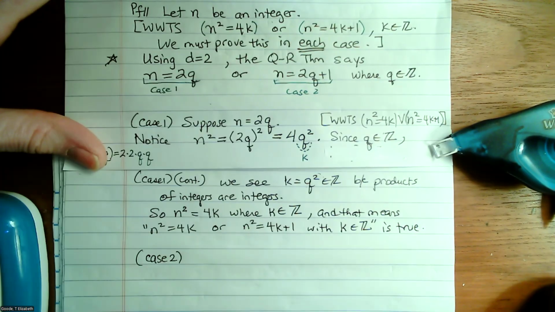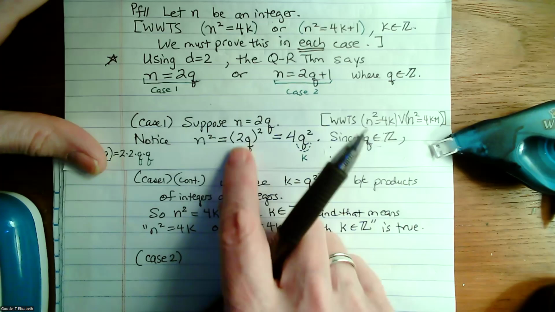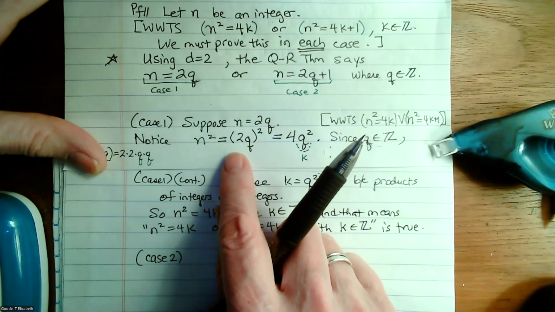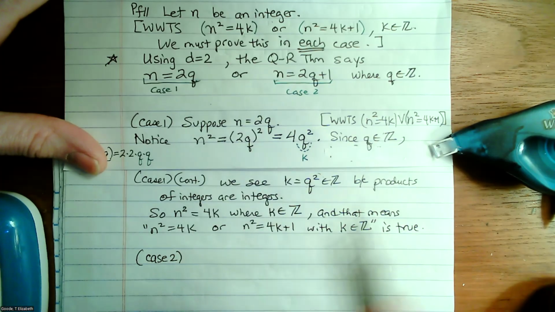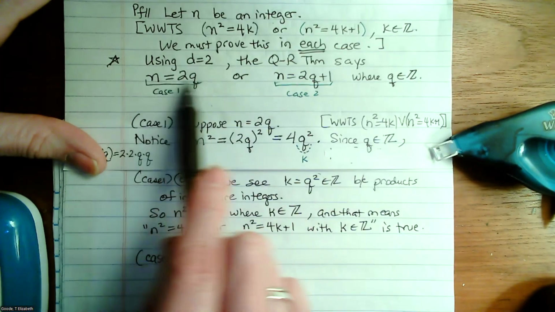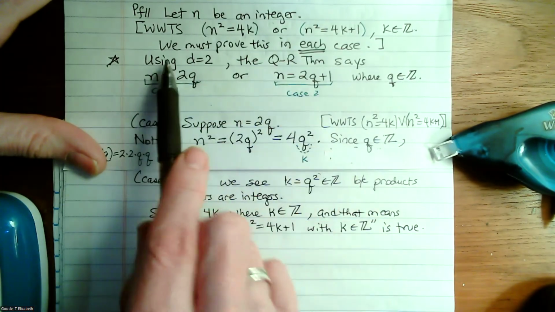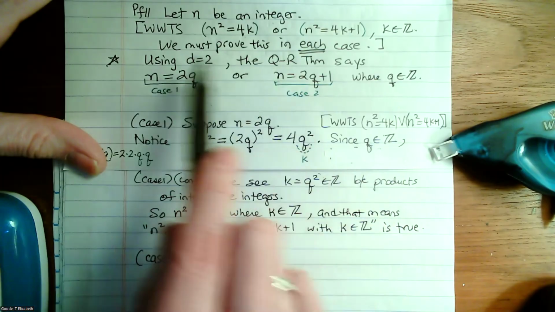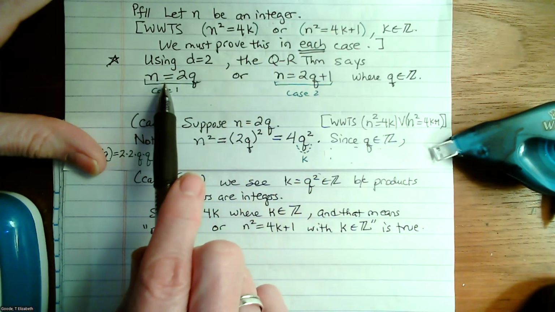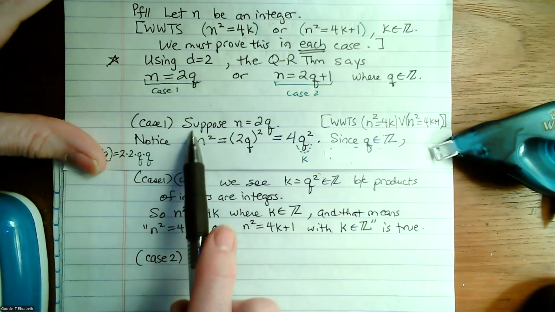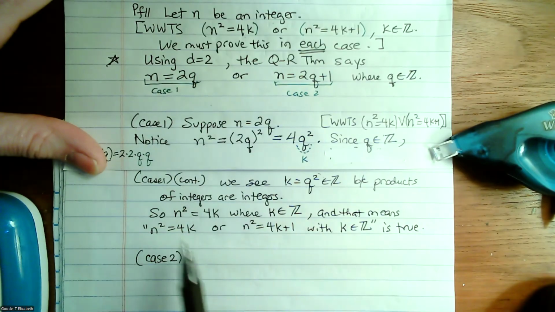I'll tell you right now, if d is 6, which is 2 times 3, we won't be able to write it in 2 cases, and we won't be able to write it in 3 cases. We'll have to use 6 cases. But sometimes magic happens, and that's when the divisor is a power of a single prime. So what's case 2 going to be? It's nice that we wrote out in our proof that we have to use the Q-R theorem, and we're going to try d equals 2. What's going to be our suppose statement for case 2?